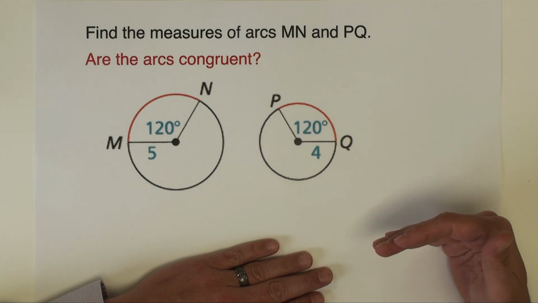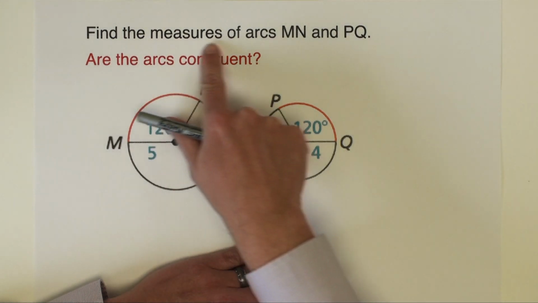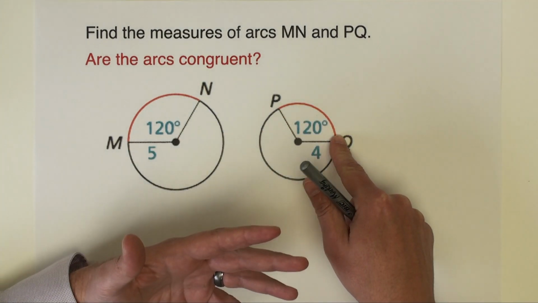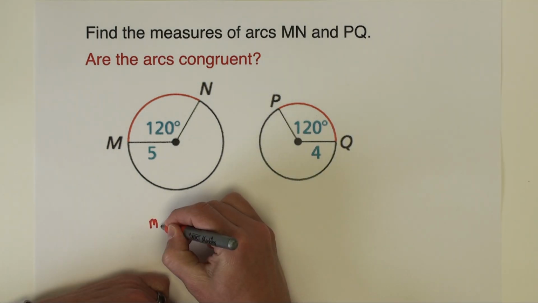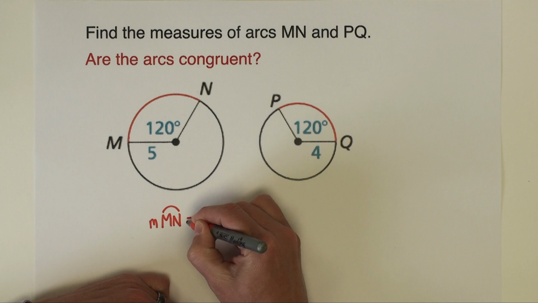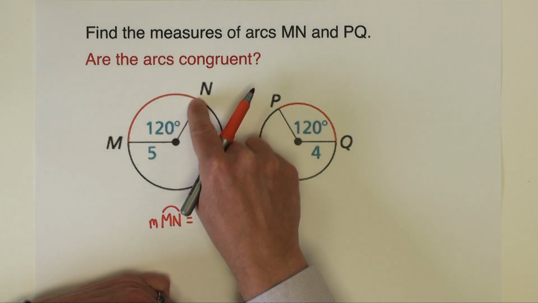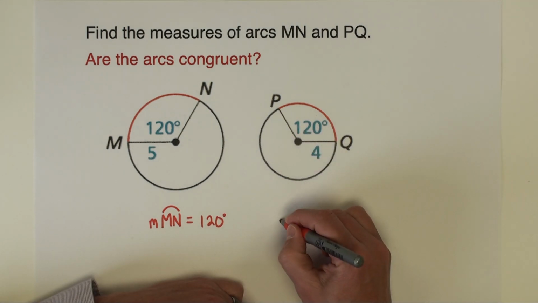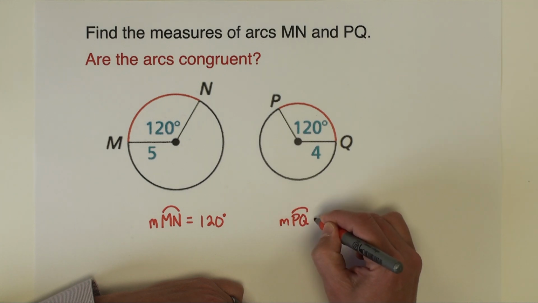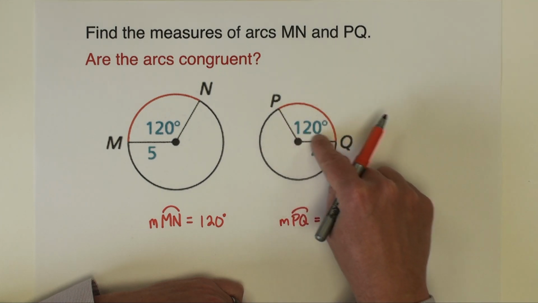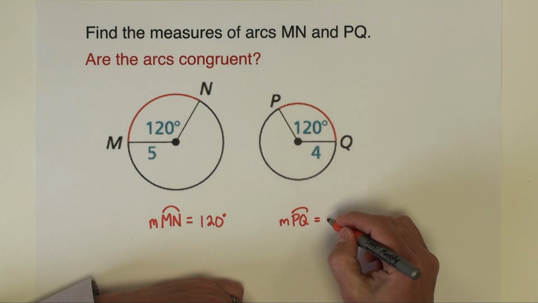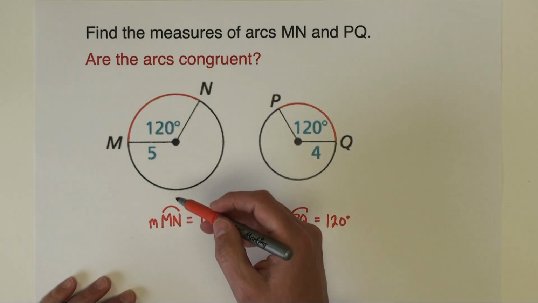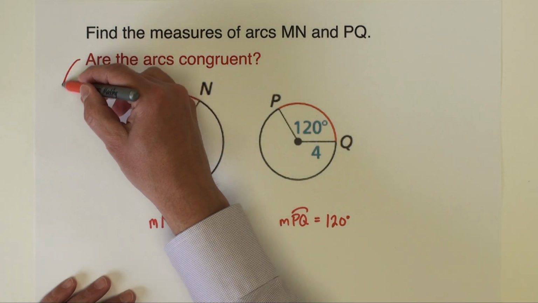How can we determine if two arcs are congruent to each other? If I ask you to find the measure of arcs MN and PQ, you should be able to do that based on what we have just done. The measure of arc MN is equal to the measure of the central angle that intercepts that arc, which is 120 degrees. The measure of arc PQ is equal to the measure of the central angle that intercepts that arc, which is also 120 degrees. So both these arcs measure 120 degrees.